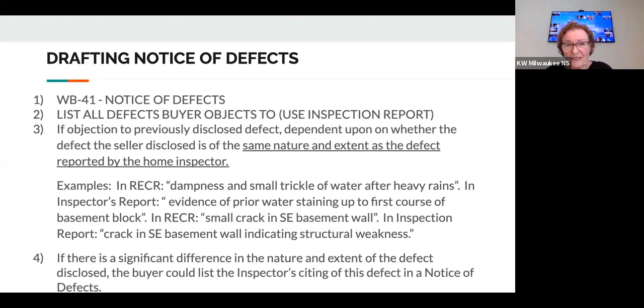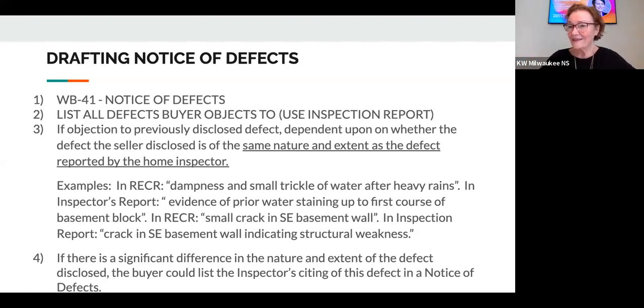Examples. If the real estate condition report says dampness, a small trickle of water after heavy rains, as we talked about, and the inspection report says evidence of prior water staining up to the first course of block, there the inspector has said there's a greater nature and extent. So you don't have to kick out that trickle of water disclosure from the seller.